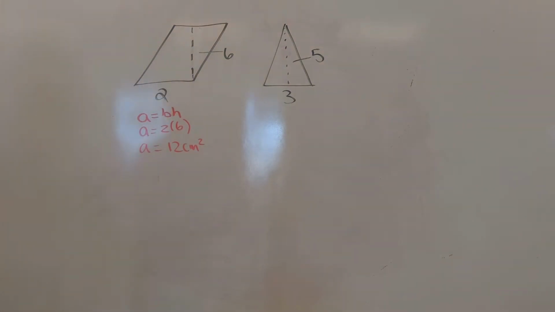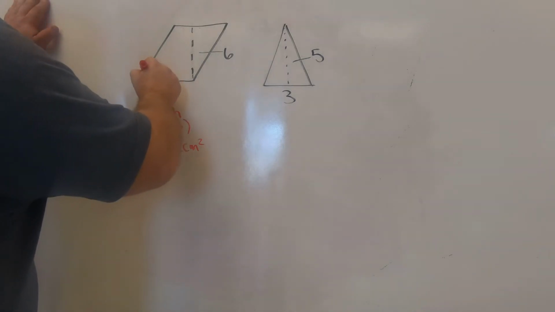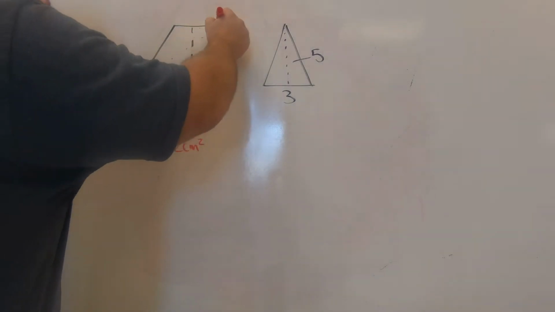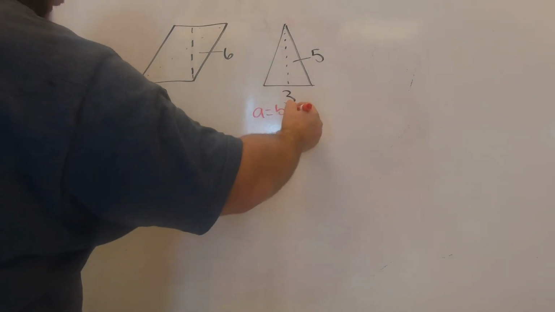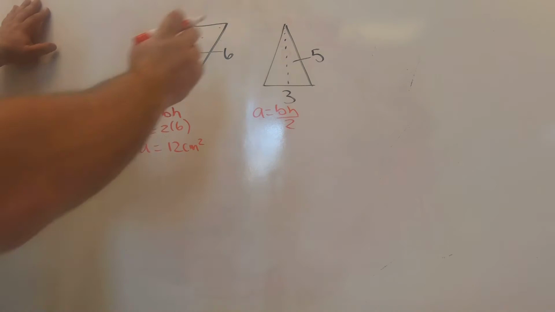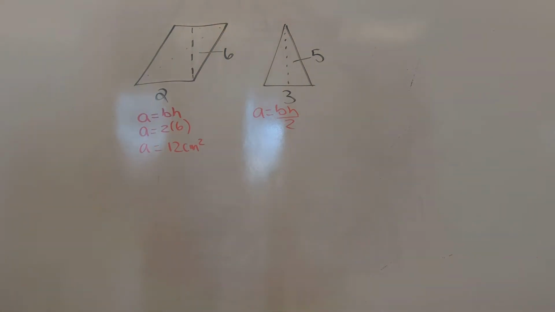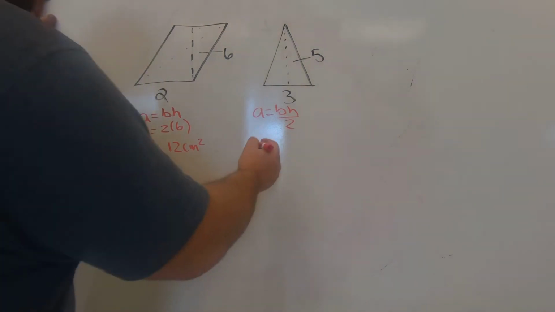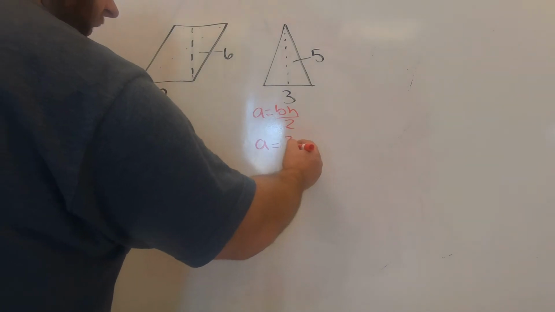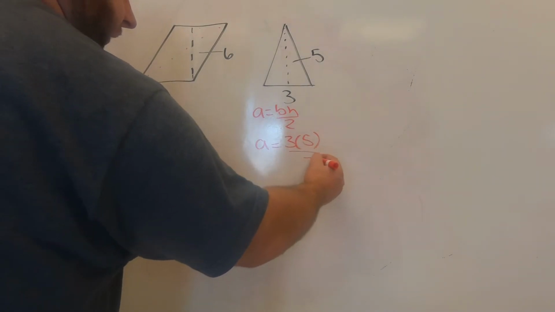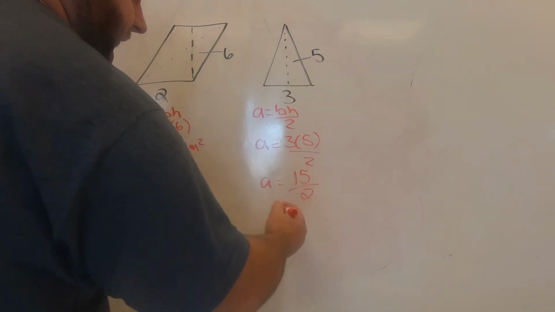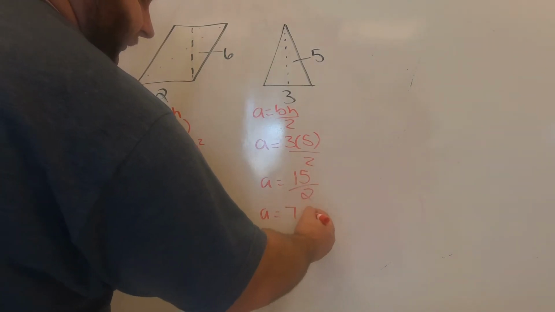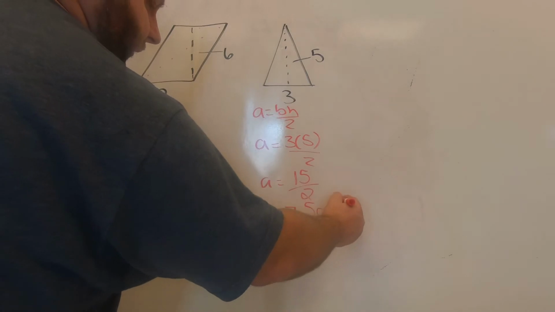Now, here's a triangle. Now, this triangle has measurements of 3 and 5. Now, a triangle is half. So if I took a parallelogram and I cut it in half, I would have 2 triangles. So the formula here is base times height divided by 2. Base times height would find the area of a parallelogram. We want half of a parallelogram. So area equals 3 times 5 divided by 2. 3 times 5 is 15. And 15 divided by 2, or cut in half, is 7.5 centimeters squared.